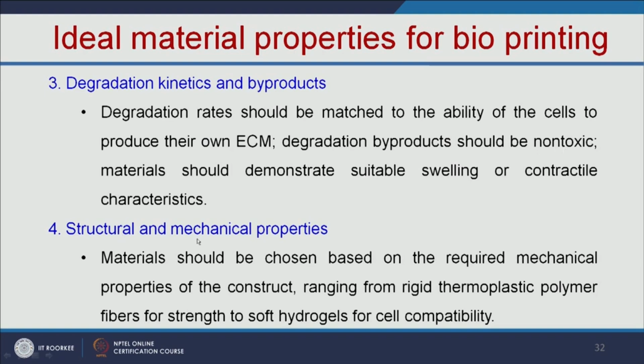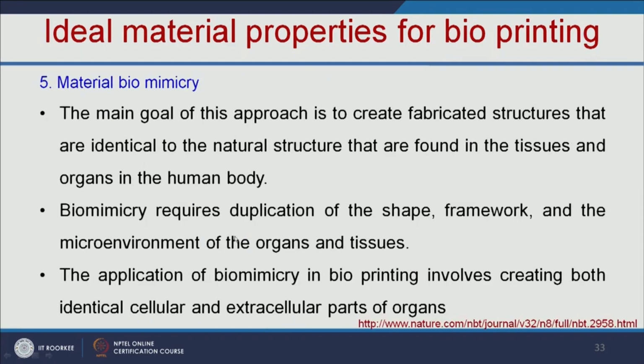The fourth one is structural and mechanical properties. Here the material should be selected based on the required mechanical properties of the construct. It can range from rigid thermoplastic polymer fibers for strength to soft hydrogels for cell compatibility. So it depends on the organ which you are going to print, and you have to select the particular material.